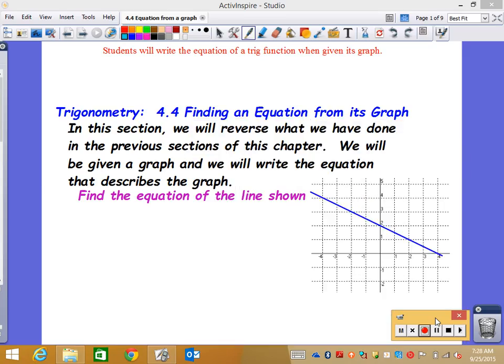Hey, we're on 4.4 today, which is finding an equation from its graph. So normally what we would do in the past 3 lectures is we would be given an equation and we'd have to graph it from there. Well, we're going to do the opposite today. We're going to be given the graph and we've got to figure out what the equation is.